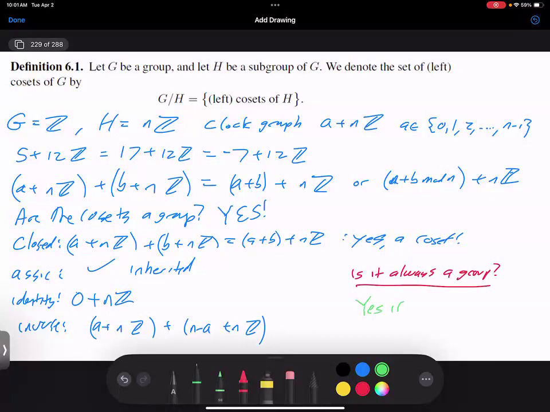And the answer is yes, if G is... does anybody want to guess on a property on G that will make everything work out well? Your dream property for a group. So a group has to be closed, has to be associative, it has to have an identity, it has to have inverses. But if you're lucky, the group has an additional property. Commutative.